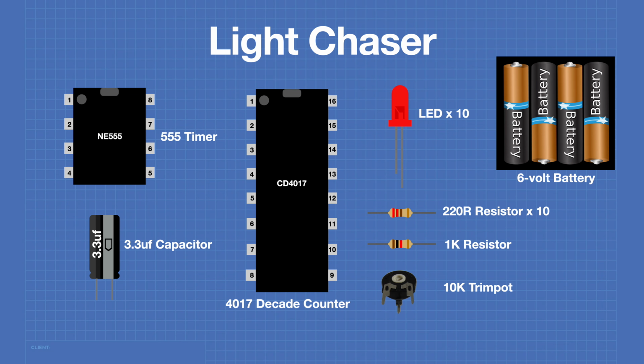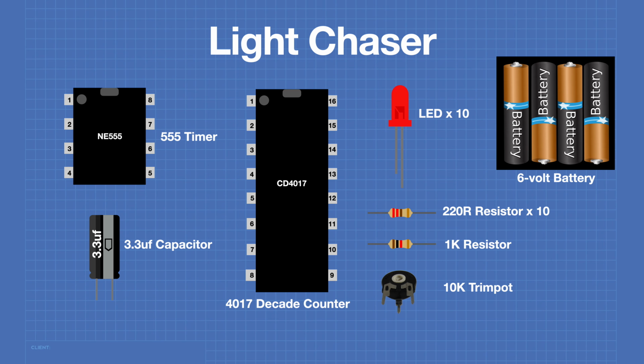Now here are the parts that we're going to require to build our light chaser. We will of course need a 555 timer. You'll also need a 4017 decade counter. Now if you can't find a CD4017, you can also use a 74HC4017. If you do use the 74HC4017, remember not to go over 7 volts in our power supply. But as we're using a 6-volt battery, that should just be fine.